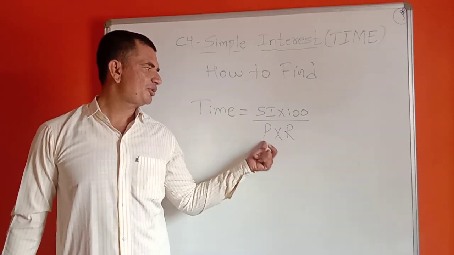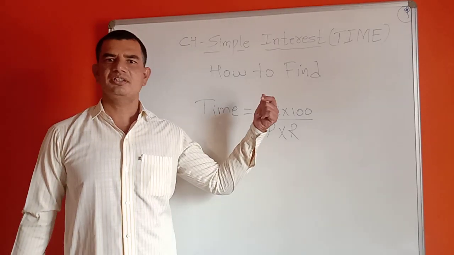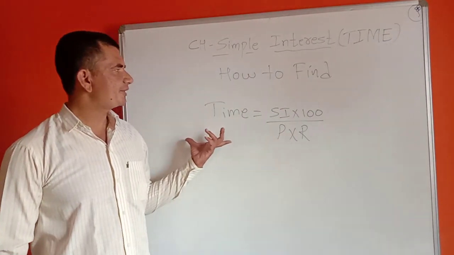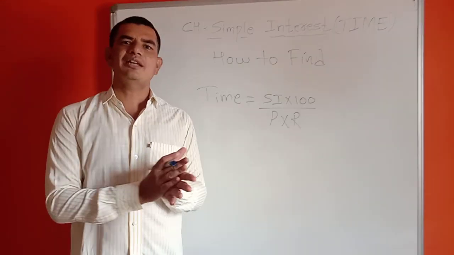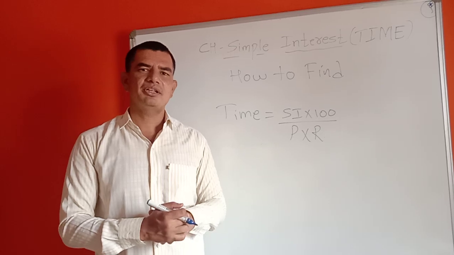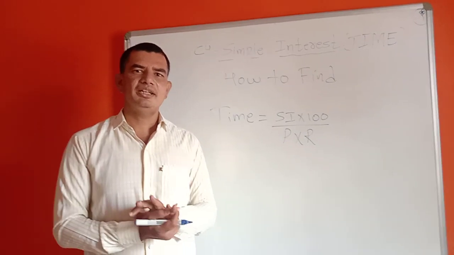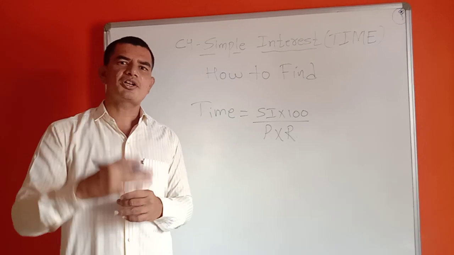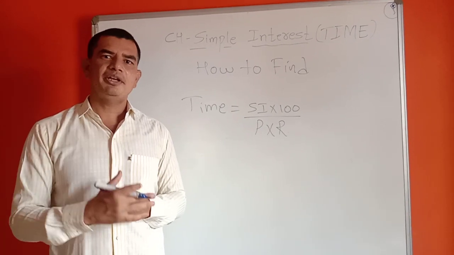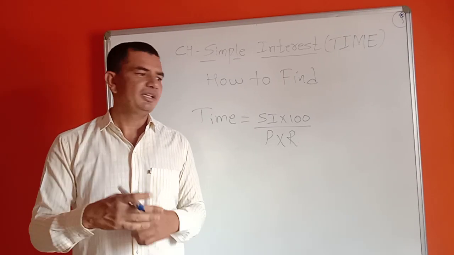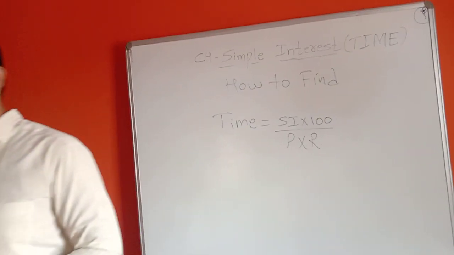If they have given principal, rate of interest and simple interest, we have to write 100 because this is the formula. Okay, students, now I will solve some examples so that we can understand easily. I will take one or two examples, and after that I will solve them clearly. If it is not understood, you can comment in the comment box. If you understood, you can also comment. Okay students, let's see the sums.